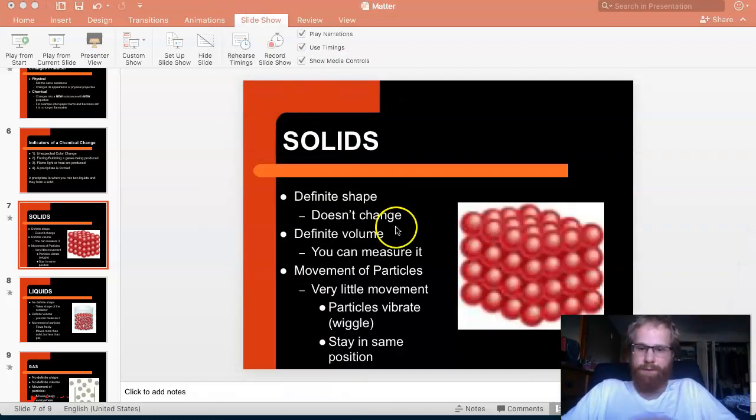When we're being asked to describe the movement of particles, we would just write that there's very little movement, the particles vibrate. And then you could either have a picture or an example in the last column. So that's how you fill in that table. It's framed a little differently. Okay.